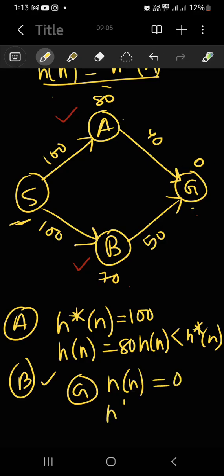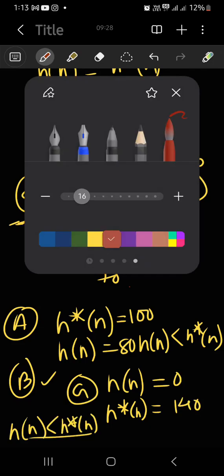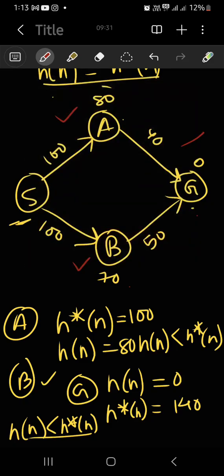And what is the actual cost of going from source vertex S to the vertex G? If you look via this path, it is giving me 140, and via this path, it is giving me 150. So obviously I will be choosing this path, so it is 140. The estimated cost is very much less than the actual cost, so it is definitely satisfying the admissibility constraint. So this node is also following the admissibility constraint.